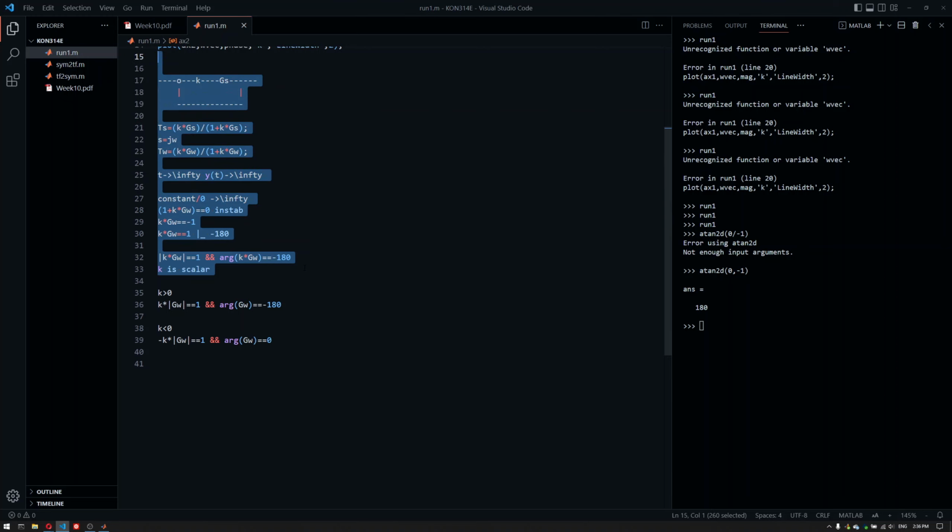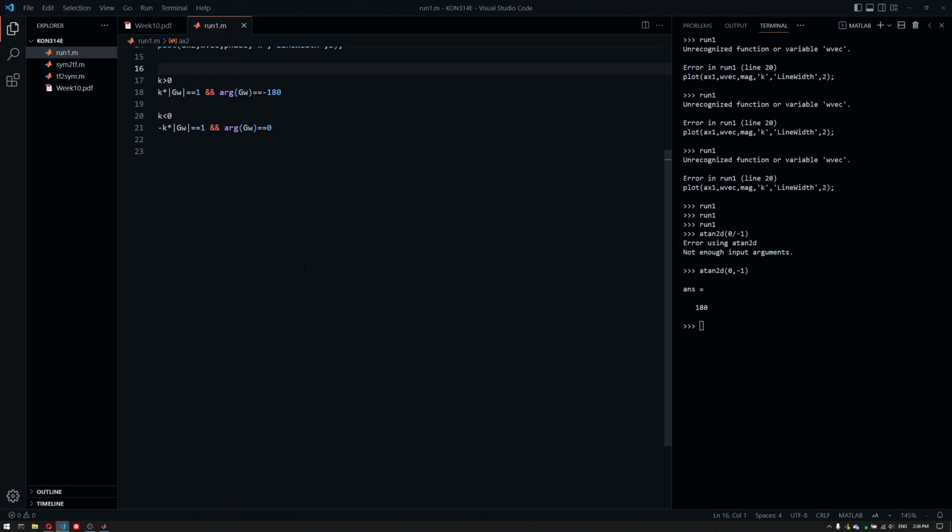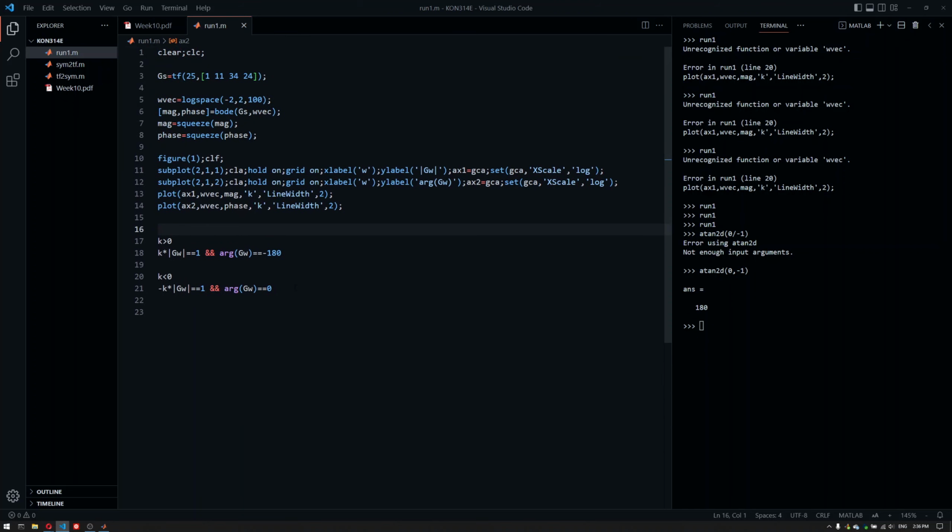So let me just delete everything here. The only thing that we should remember here is these two conditions. K times the absolute value of g(jω) can be equal to 1 if the argument of g(jω) is negative 180 degrees. Then we will end up in positive k boundaries here. If k is negative, then minus k times the absolute value of g(jω) should be equal to 1, whereas the argument of g(jω) is equal to 0.